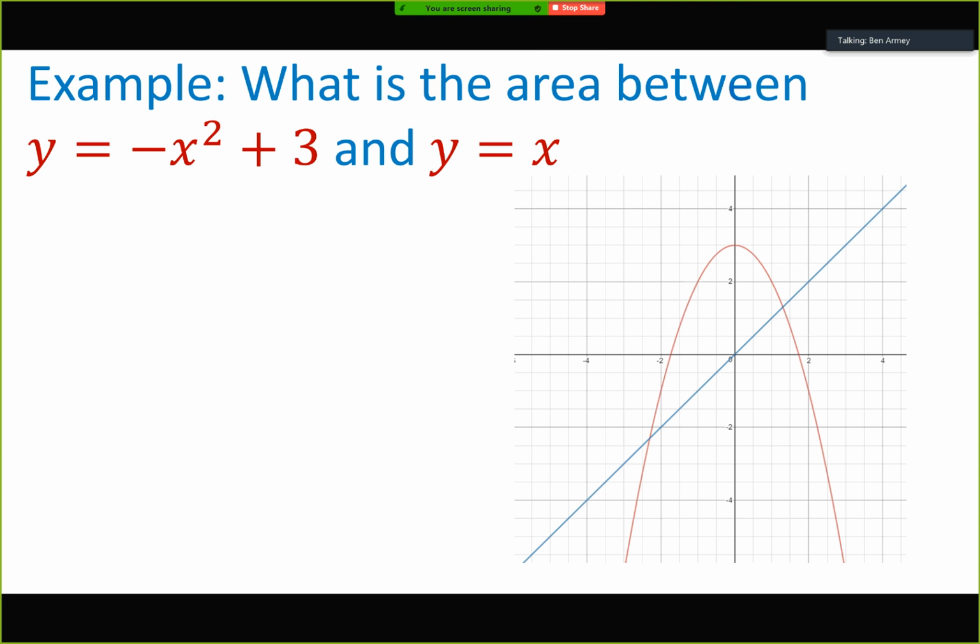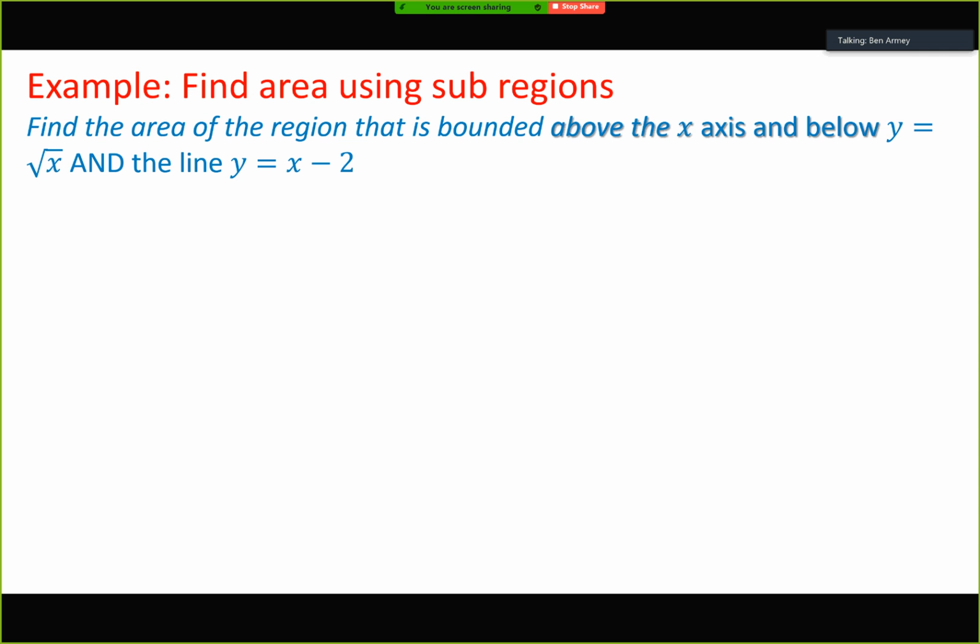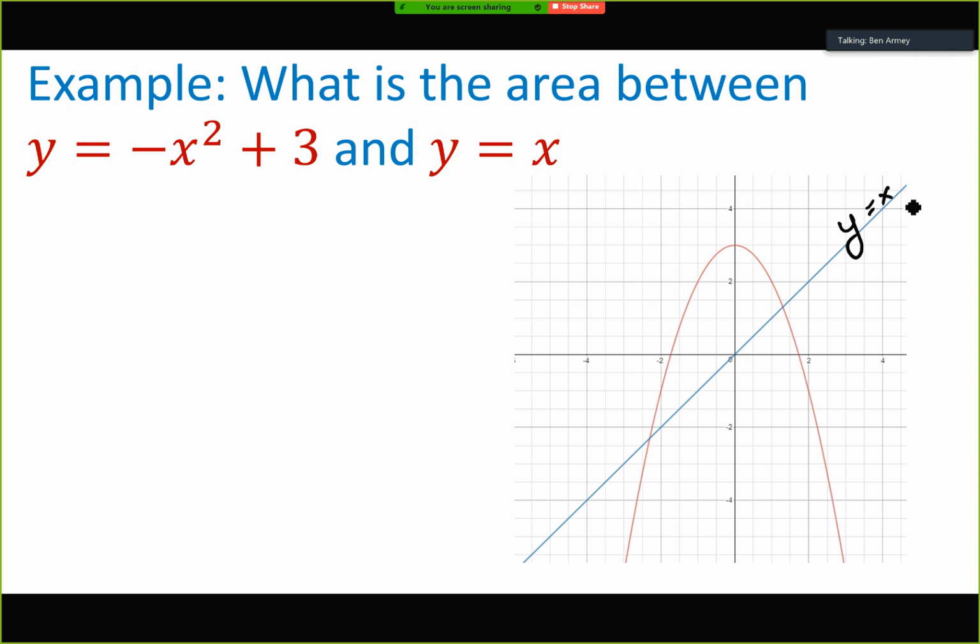Okay, the first thing you have to do, which is very fundamental, is know which is which. I know this is my line y equals x, and this is my line y equals negative x squared plus 3. So whatever functions they give you, you need to know which line represents which function. And it says the area between these two curves.